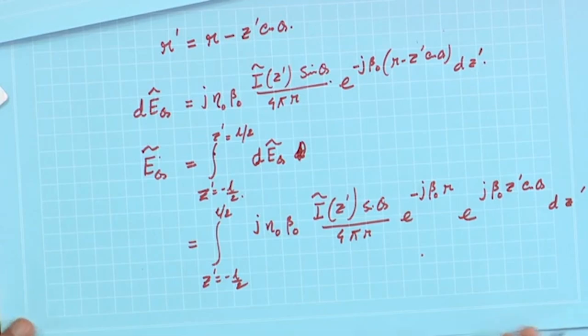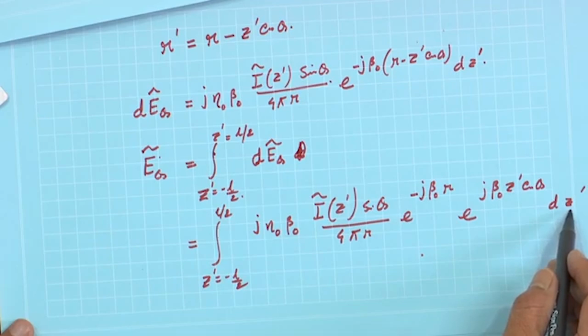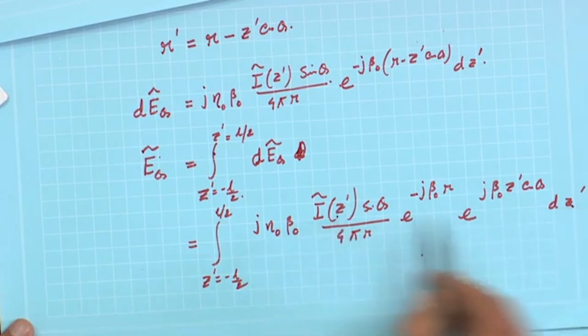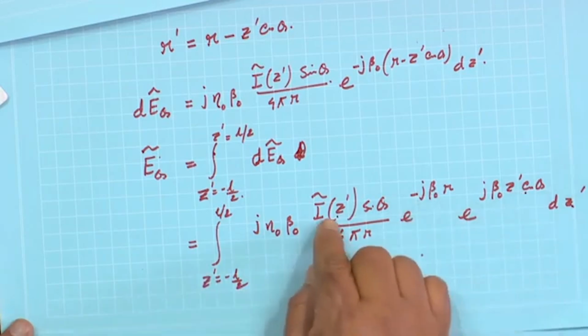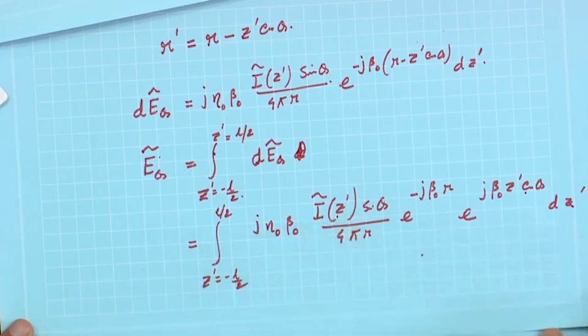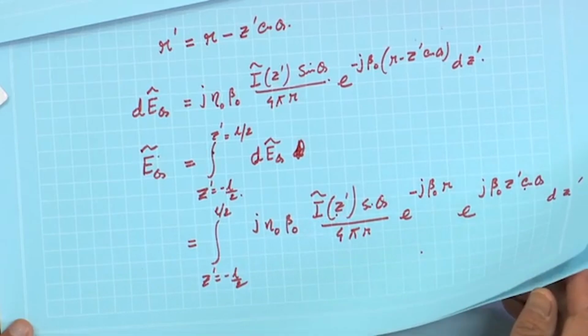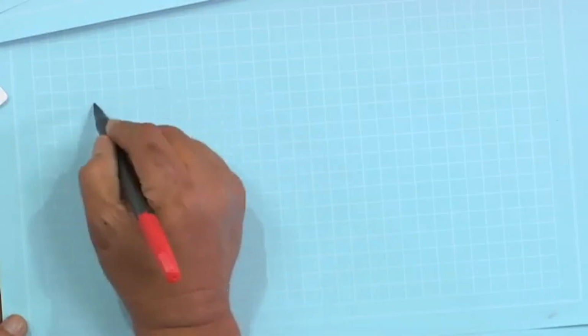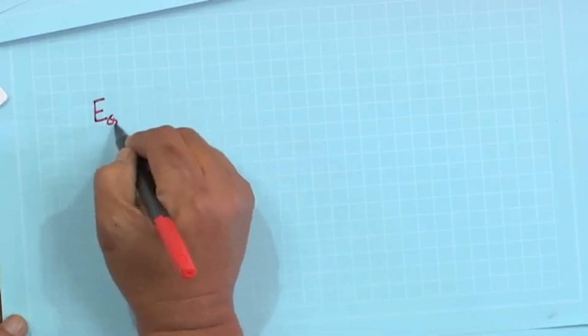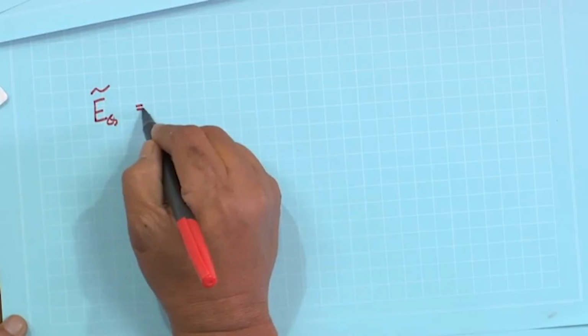Now, here the only thing is it is an integration over dz dash. So, the integration variable is z dash. So, this term and this term will be present, all others will go out, and we will have to put the value of this I z dash, the current distribution. We have already written the current distribution earlier. Now, we will put that and we will get the value of E theta.